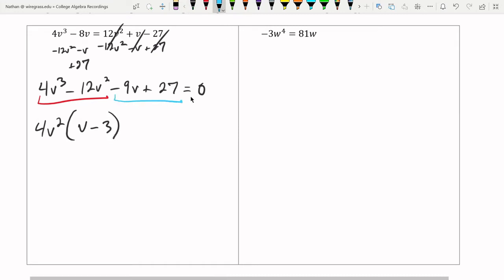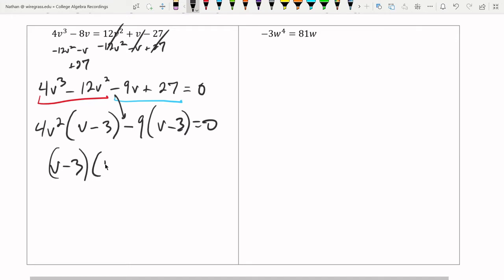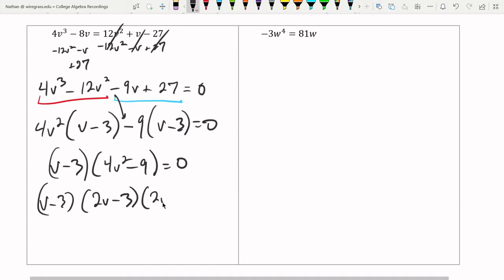And from the next 2 terms, I can take out negative 9. That's because this is negative here, so I'm going to take out a negative. That's going to give me v minus 3. Okay. I get v minus 3 when I take that out. What remains is 4v squared minus 9. And 4v squared minus 9 is actually a difference of 2 squares. It's 2v squared and 3 squared, which means I can factor it further into 2v minus 3, 2v plus 3.